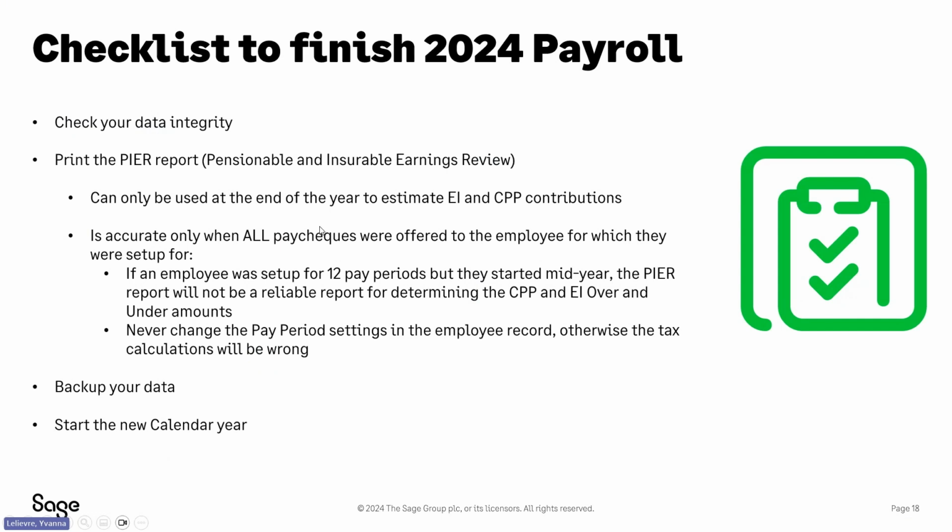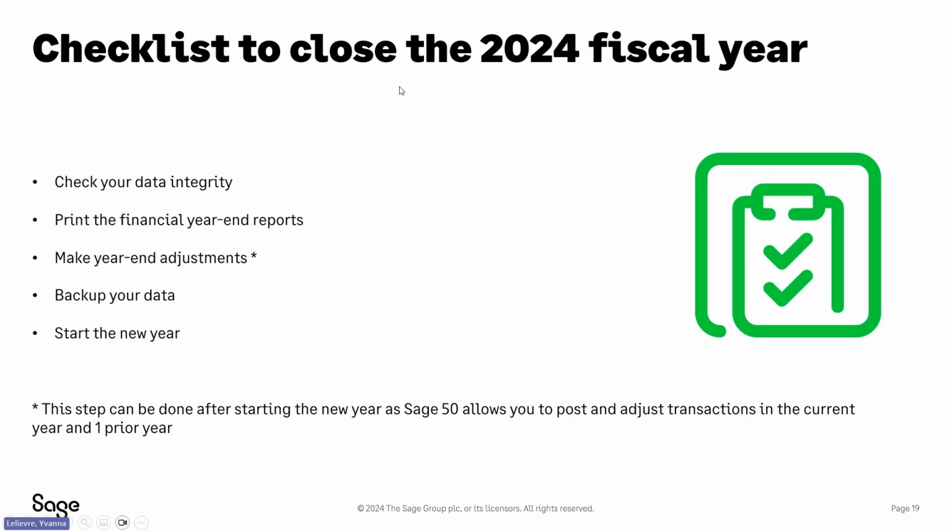And now I'm going to move on to how to close the fiscal year. So it starts the same. You need to check the data integrity. You need to print your financial year-end reports. Those reports are the balance sheets, the income statements, all of those reports that you're going to require to just save the information. You will probably have to post year-end adjustments.